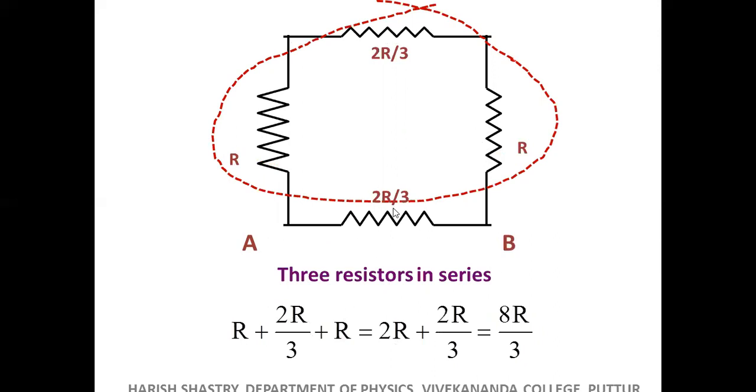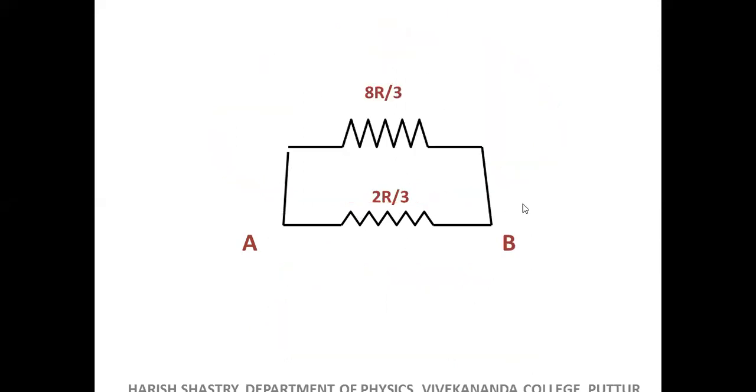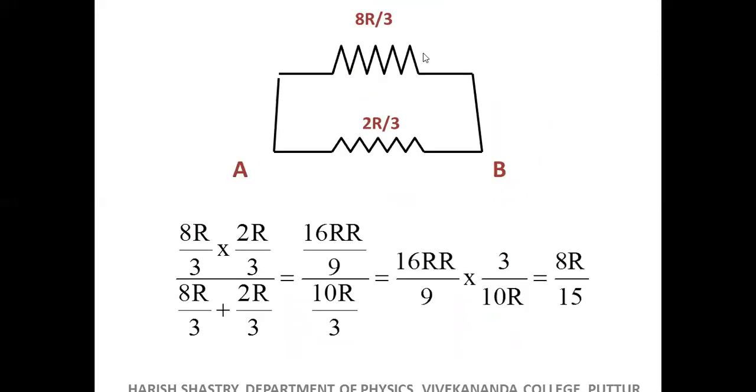Then parallel 2R by 3, that we will do later. Only this part I will do now. That is 2R plus 2R by 3. 3 common: this is 6R plus 2R, 8R by 3. 8R by 3 parallel 2R by 3. What is the answer? 8R by 3 into 2R by 3 divided by 8R by 3 plus 2R by 3. That is 16R squared by 9 divided by 10R by 3, where 3 is common.